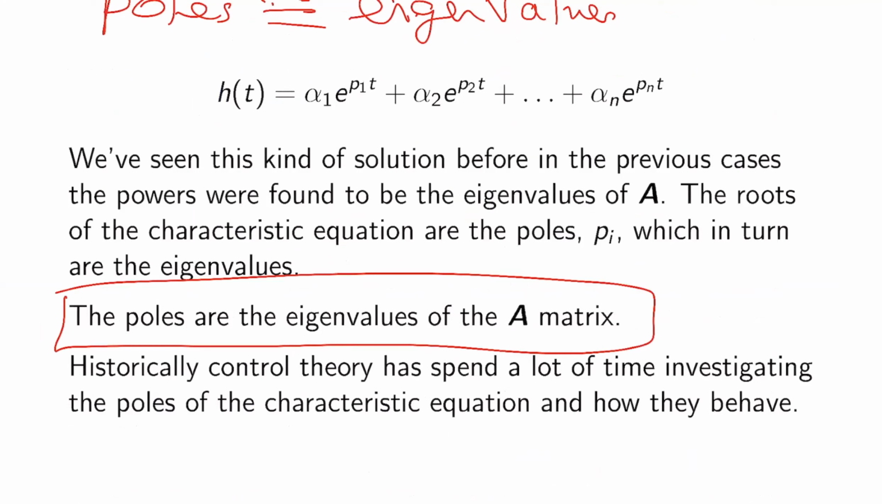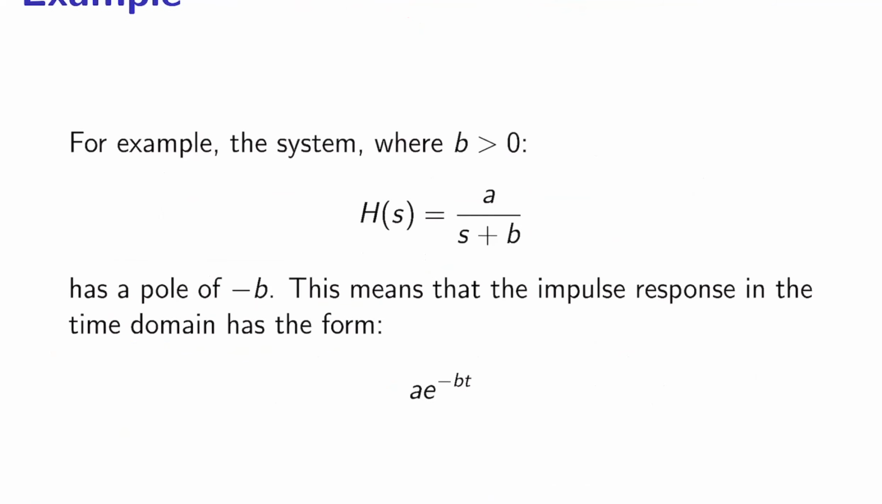Why am I talking about poles and stuff? Well, historically, control theory has spent a lot of time investigating the poles of the characteristic equation, how they behave, and we'll be looking at that in detail next week when we come to look at stability in particular. Okay. So just an example, here's my transfer function.